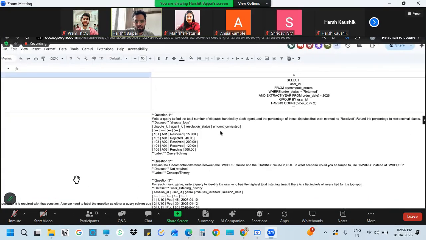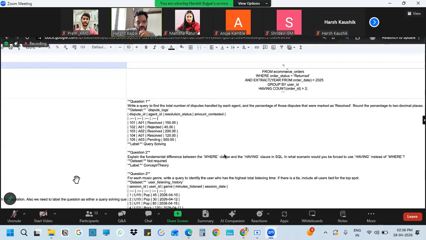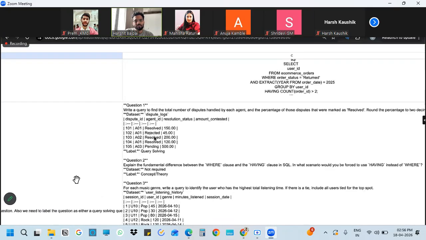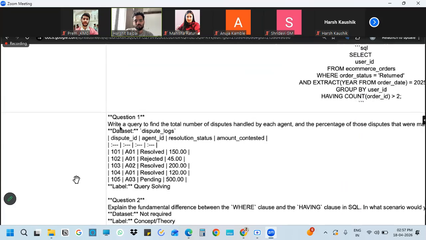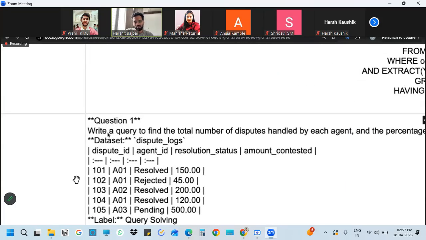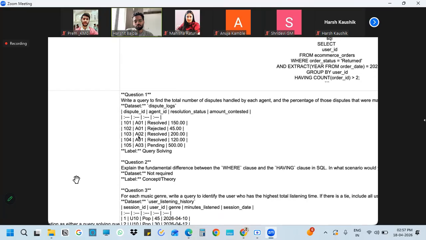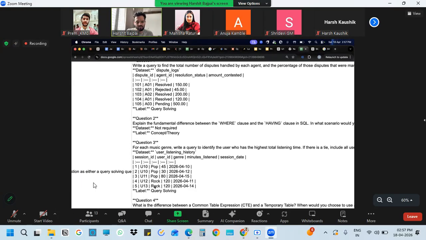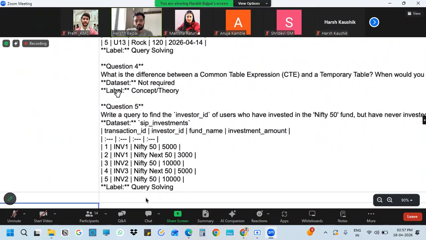Okay. Write a query, explain the fundamentals; dataset not required, label, concept theory. In my opinion, this is also a cleaner response. It just needs some colon or comma to differentiate between question one, the question description, dataset, label. But it is sort of a cleaner response because you can divide it if we had those columns, right? Some delimiter, comma, colon, etc. I can divide this question into question description, dataset, label. Question 3, this, question 4, this, question 5, this. Got it.